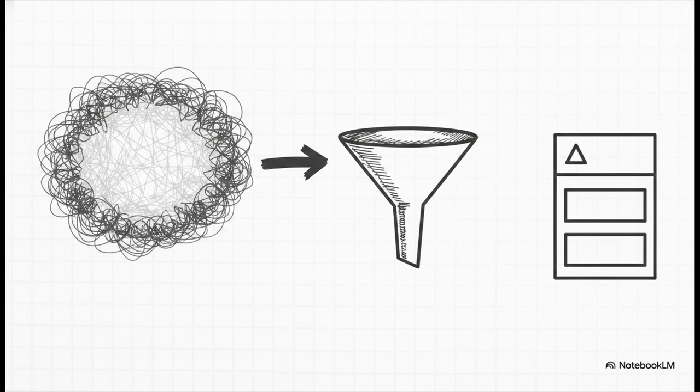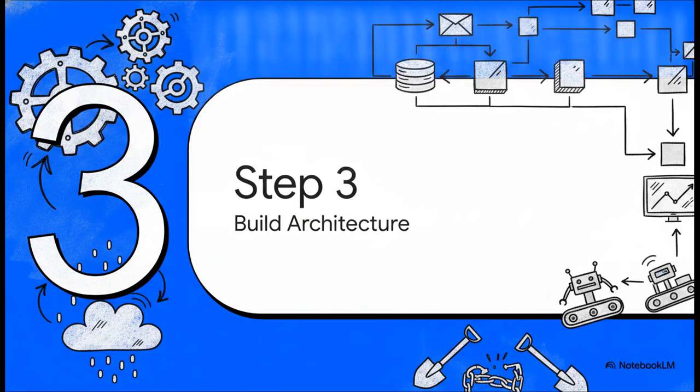By standardizing your inputs with this quick 10-minute fix today, you will literally save yourself and your team 10 hours of agonizing manual cleanup later in the month. It's a total game changer. Now for step 3, build automated architecture.